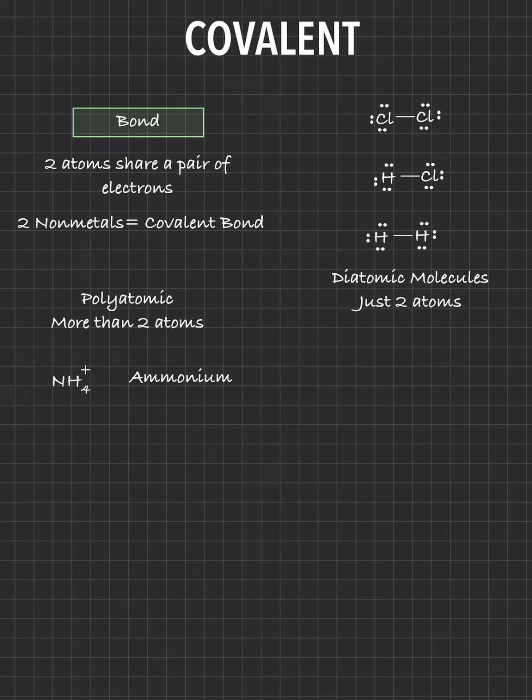Now, let's go over that again. So covalent is that you're sharing a pair of electrons, two atoms sharing a pair of electrons. Again, it can be more atoms. Again, that would be polyatomic.